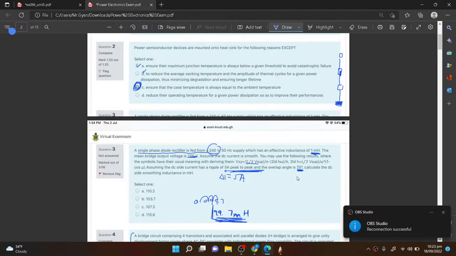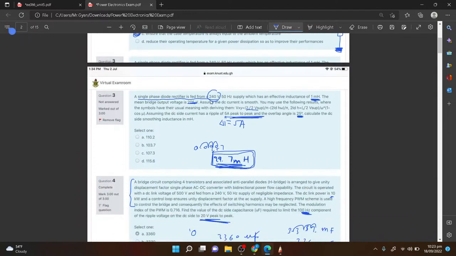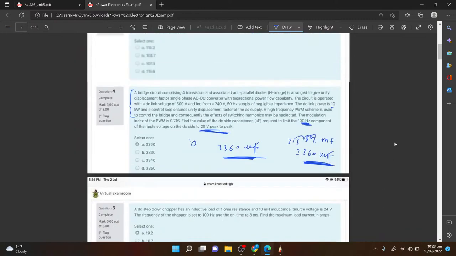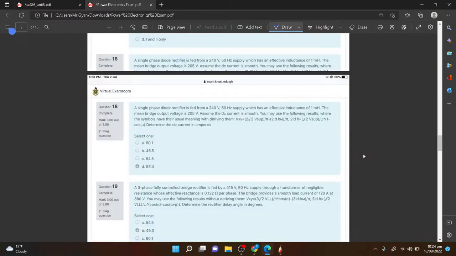We are still verifying answers, so let's move on. This is the answer I'm getting as of now, but we will verify it. Let's see if there's any other question on a single phase diode with these same parameters.